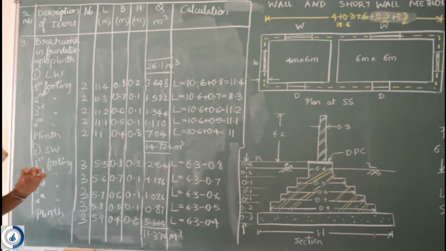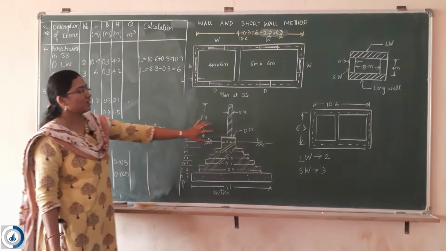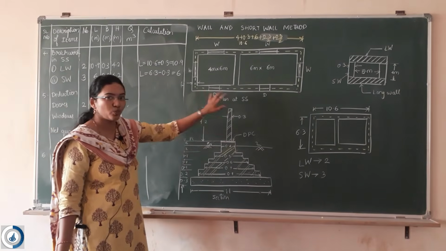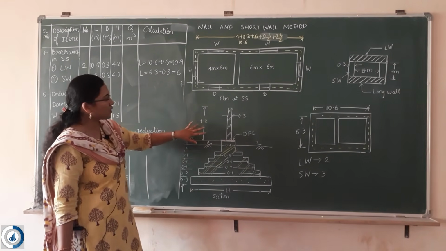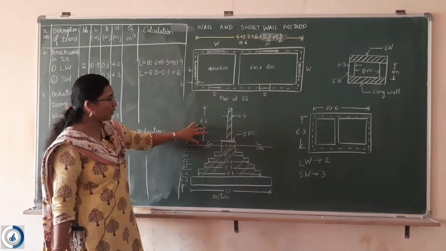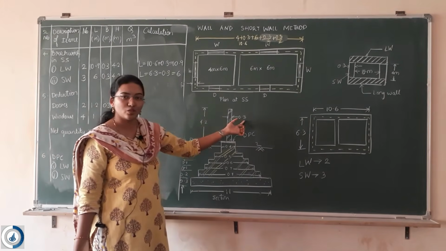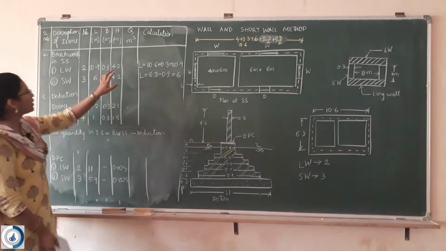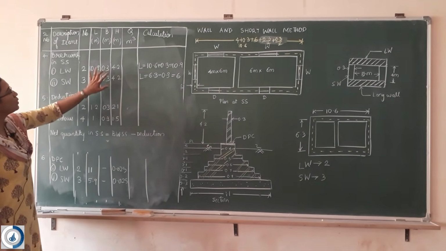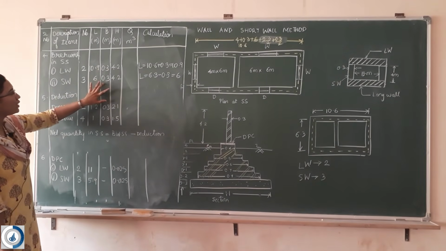The next we have to calculate for the brickwork of superstructure. See here how to do the brickwork for the superstructure. So height of the superstructure given in the section as 4.2 and width of the wall is 0.3. So that which I have written here. So height is 4.2 and the breadth or the width is 0.3.